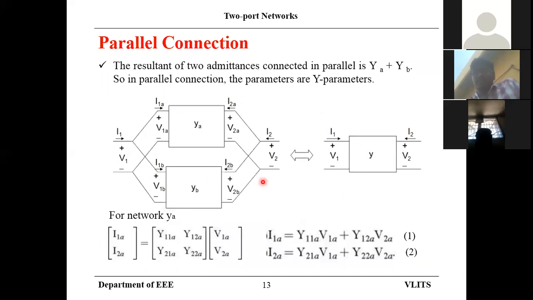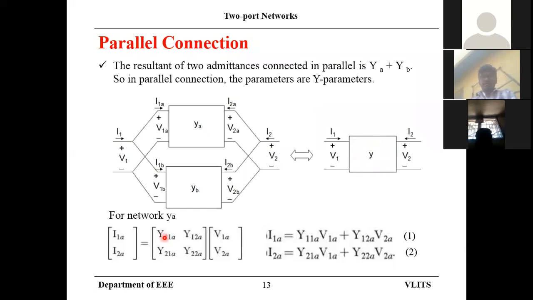Then coming to the parallel connection, we have about 6 more minutes, so let me try to finish the parallel connection in 5 minutes. In the parallel connection, the Y parameters are most suitable. Here I have taken two networks, let me consider them as Ya and Yb. I have connected these two in parallel, and this is the resultant or equivalent network of these two parallel networks, which I am representing as Y.